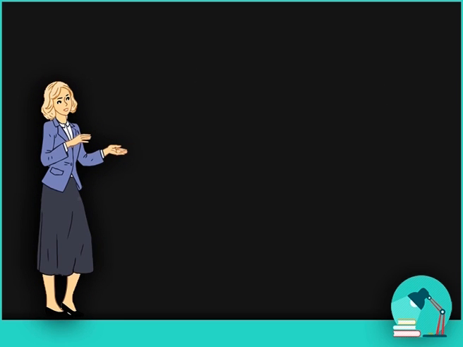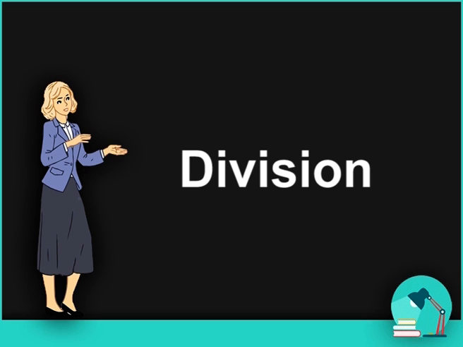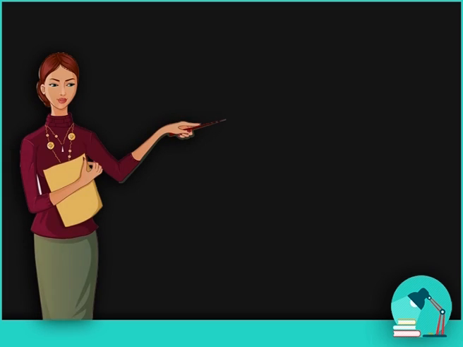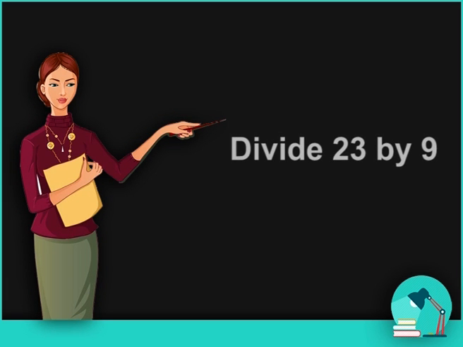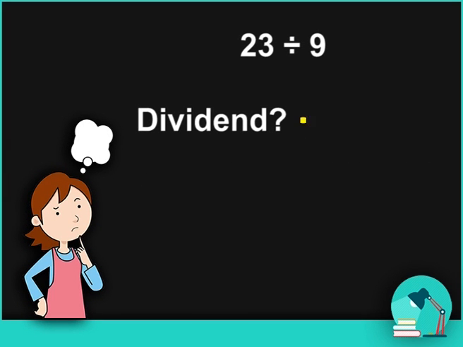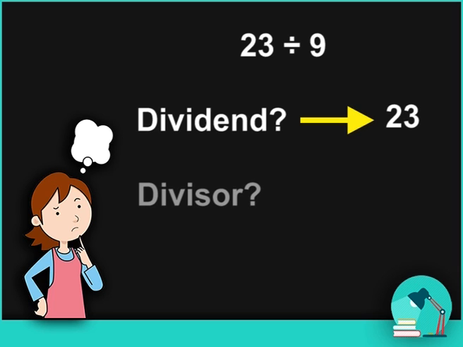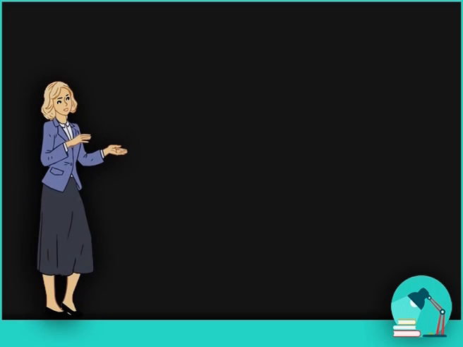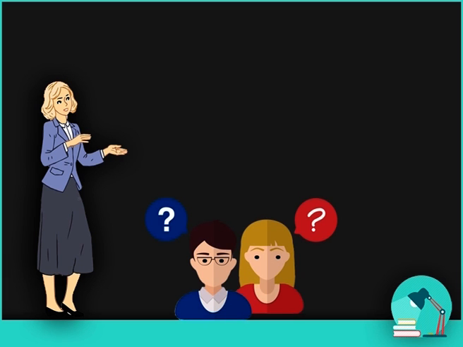Let us start with the questions so that the method gets clear to you as we solve the problems of division. We are going to start with the question which says divide 23 by 9. As we are asked to divide 23 by 9, what is the dividend? Dividend here is 23. What is the divisor? The divisor in this question is 9. What could be the base for this question? I think you all know that the base here is 10.